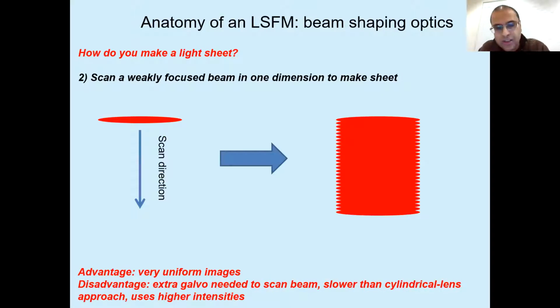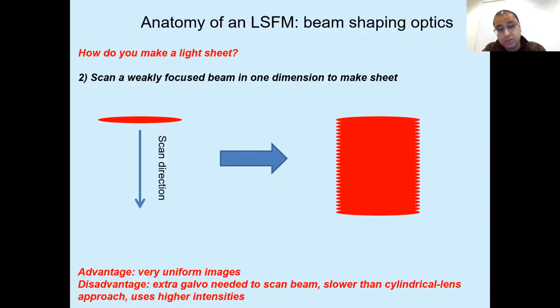Another method of doing it that is also in very common use today is to take a low numerical aperture beam, kind of like a pencil beam, and just scan it at high speed to make a pseudo light sheet. The advantage of this method is that if you can scan that beam really fast, say compared to the exposure time of the camera, you can get very uniform light sheets.